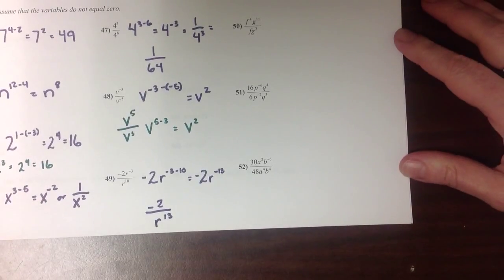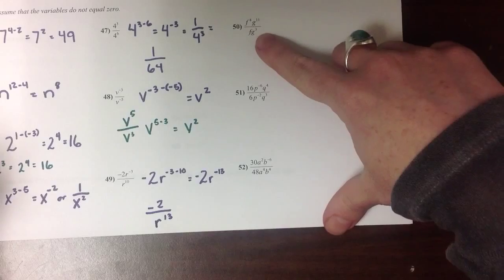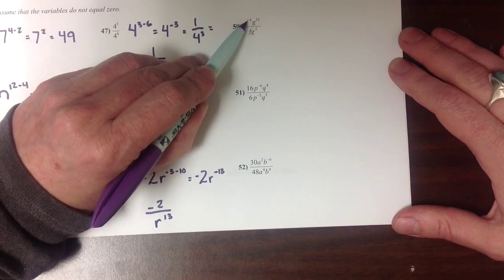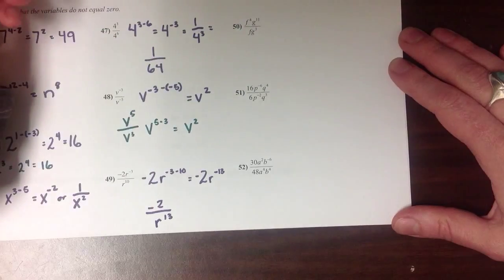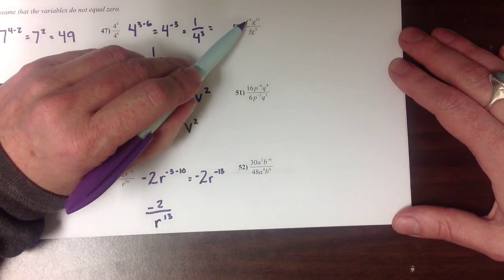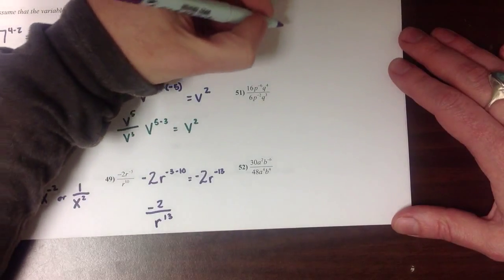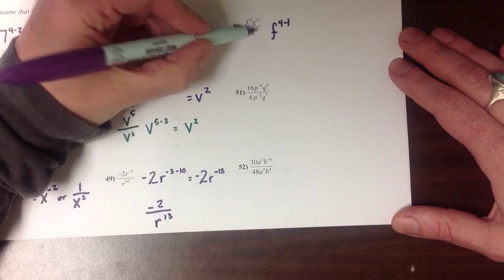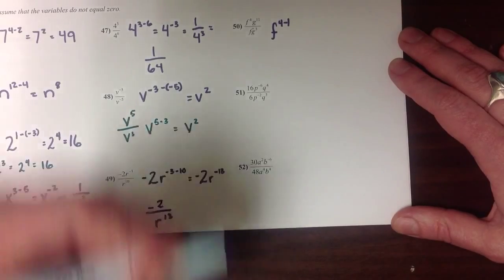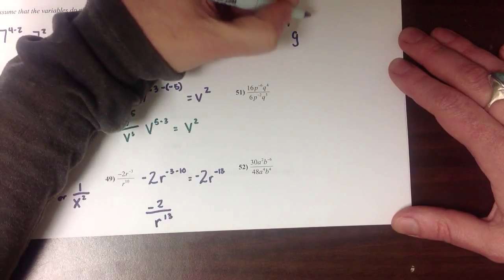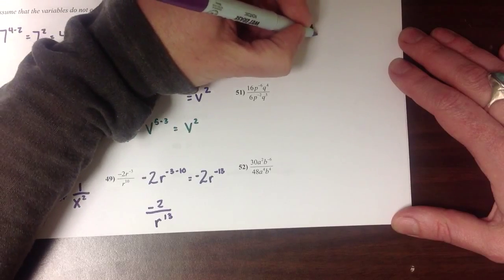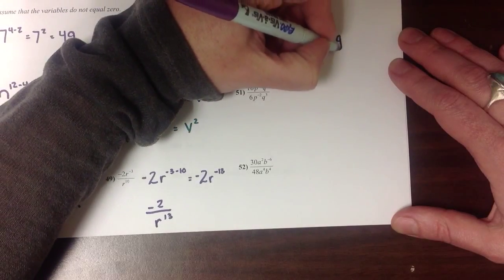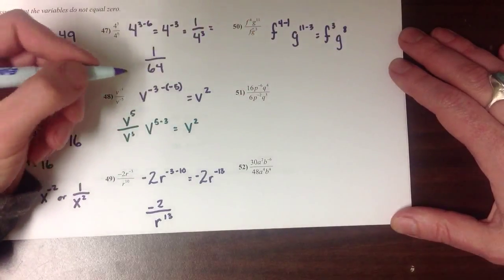Now we'll look at a couple more involved problems here with our quotient rule. This one we're going to kind of break into two pieces because we have f's and we also have g's. So if we look at the way we would reduce these, our quotient rule says that we have f to the 4 minus 1, because this f has a little invisible 1 next to it, times g to the 11 minus 3. So we're going to rewrite that as f to the third g to the 8th.